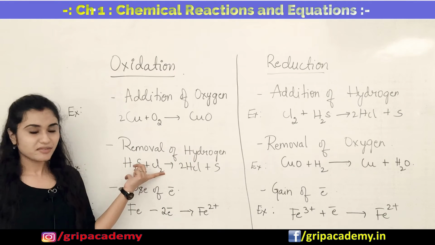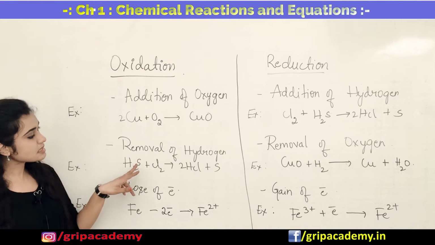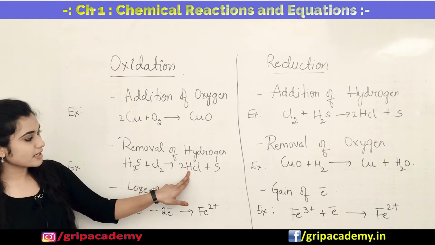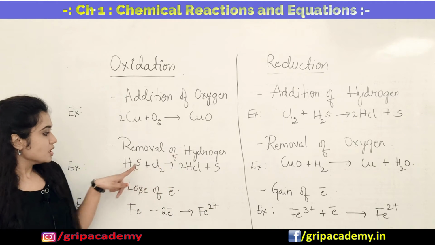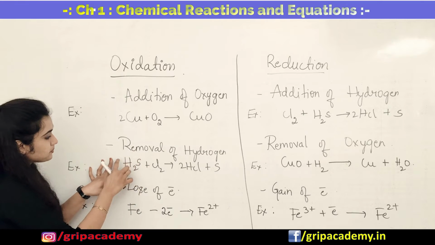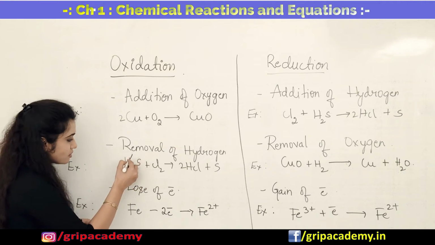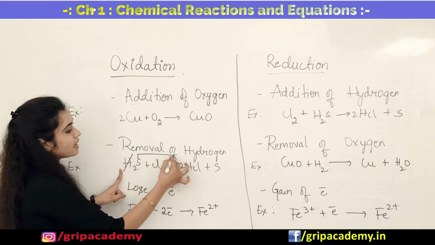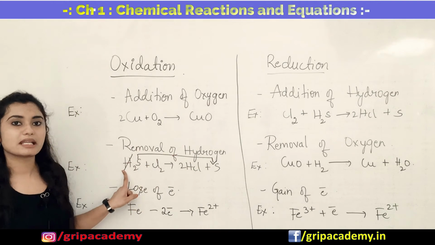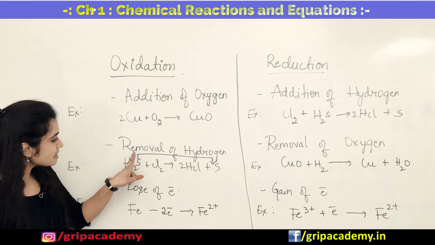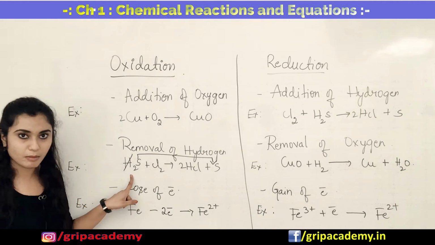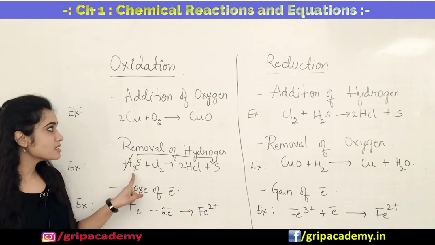In this example, if you see, H2S when combined with chlorine is giving HCl plus S, right? So from this compound H2S, you can see that hydrogen has been removed and sulfur alone is formed in its elemental form. So there is a removal of hydrogen from its compound, hence you can call this also an oxidation.